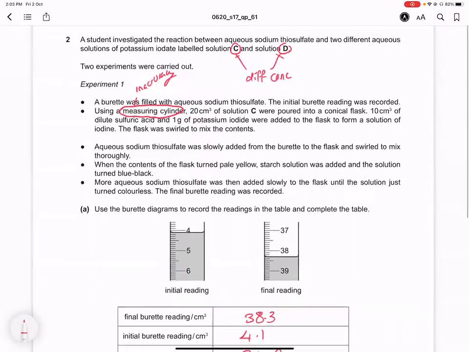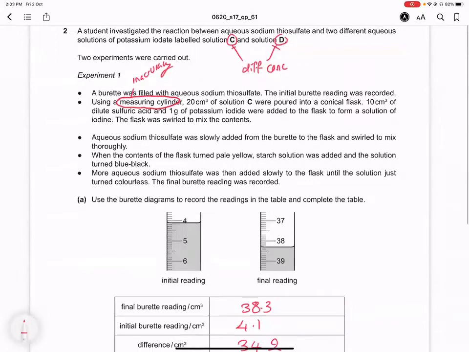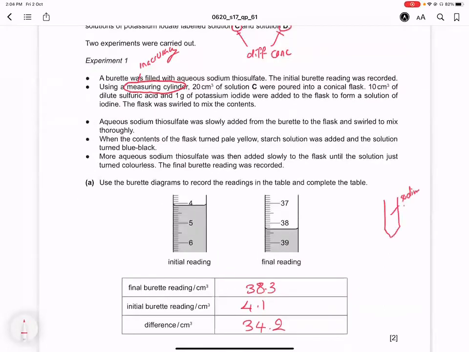He filled the burette with sodium thiosulfate. Try always to imagine the experiment in a lab. Okay, he filled the burette with sodium thiosulfate, and then he poured solution C, potassium iodate, in a conical flask, and he added to the flask 10 centimeter cube of sulfuric acid and 1 gram of potassium iodide.